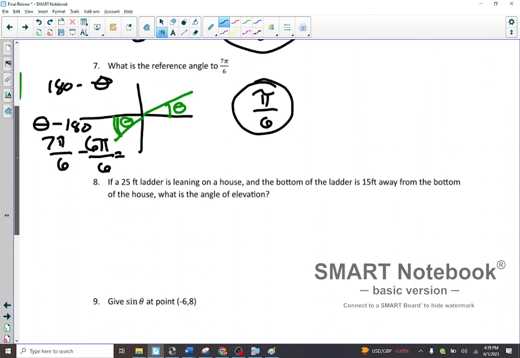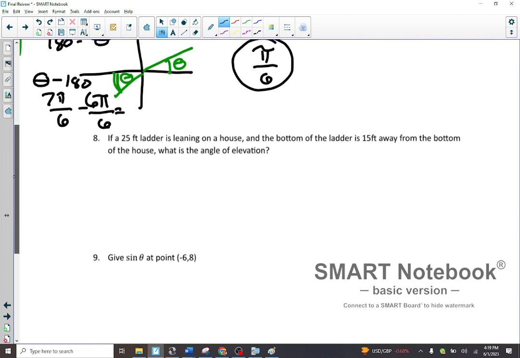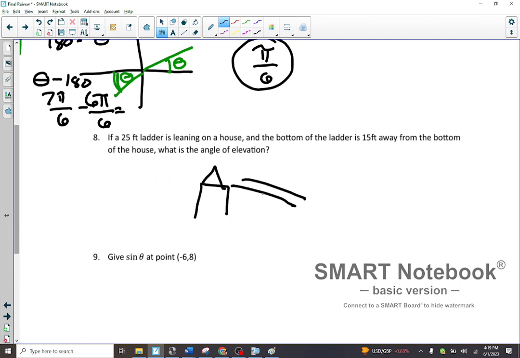Next one. If a 20-foot ladder is leaning on a house, the bottom of the ladder is 50 feet away at the bottom of the house. What's the angle of elevation? So in this one, you have a house. You have your ladder. I know the ladder is 25 feet, and I know the bottom of the ladder is 15 feet away. What is the angle of elevation?